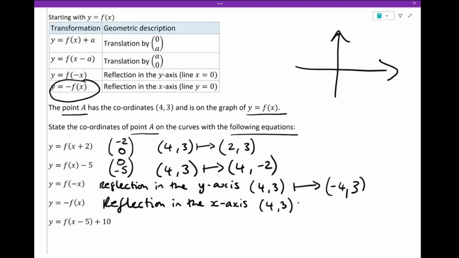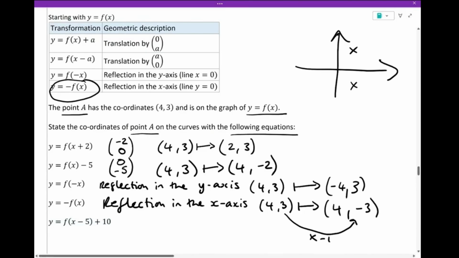So where does the point (4, 3) go? Well, if we have a point and we reflect it in the x-axis, it's going to end up down here. So we've only moved up or down. We haven't moved left or right. So our x-coordinate should still be 4. It should be unchanged, the same as it was initially. And then our y-coordinate would be multiplied by -1. So that 3 gets multiplied by -1 to give me -3 like that.